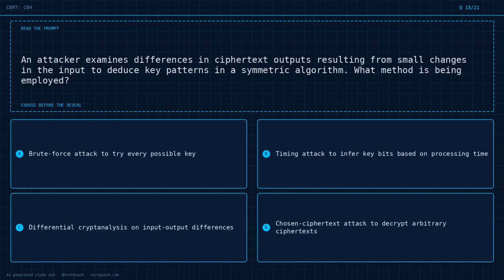Question 15 of 21. An attacker examines differences in ciphertext outputs resulting from small changes in the input to deduce key patterns in a symmetric algorithm. What method is being employed?